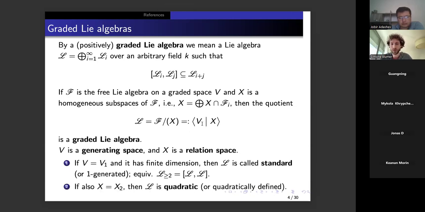And what if also the second space X is concentrated in degree 2? Then we will call the Lie algebra a quadratic Lie algebra. So here, a quadratic Lie algebra is a Lie algebra that is generated by elements of degree 1, and all the relations come from relations of degree 2, so relations that only involve a linear combination of simple Lie brackets between generators.